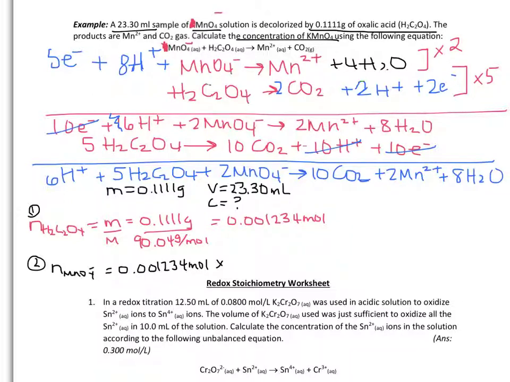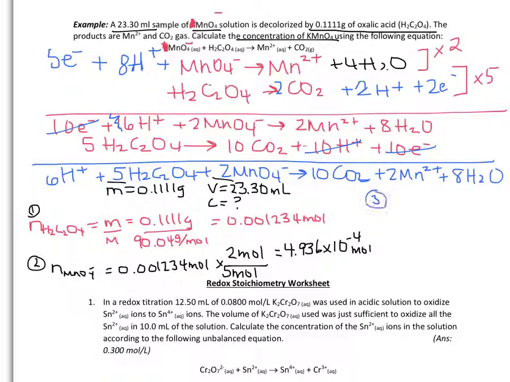We're required to find the concentration of MnO4. It has a coefficient of 2. We were given information about oxalic acid. It has a coefficient of 5. So on your calculator, you should take 0.001234, multiply it by 2, divide by 5, and you get 4.936 times 10 to the negative 4 moles.